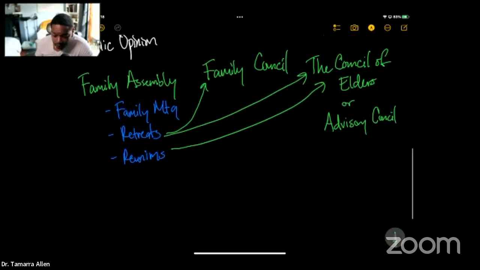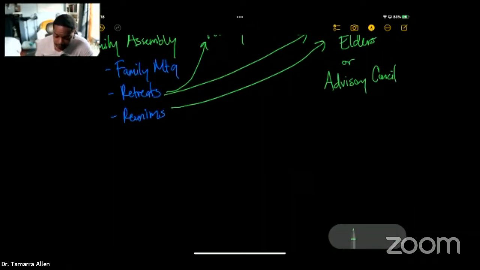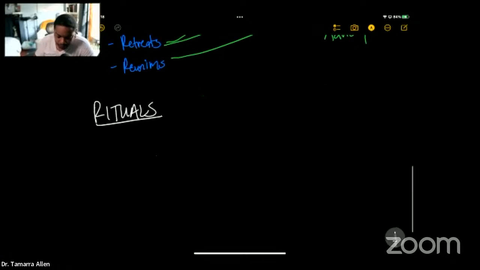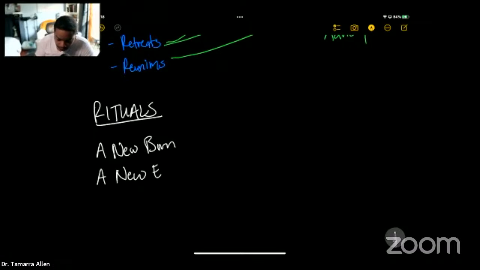So when it comes to building a family business, there is such a thing as rituals. There should be rituals for every single thing that you're doing. When it comes to a newborn, right? As we all know, when it comes to a new elder, you should have a ritual for when you have a new elder. You should have a ritual when, dang, I just went blank. Hold on. I'm going to bring it up for you all.